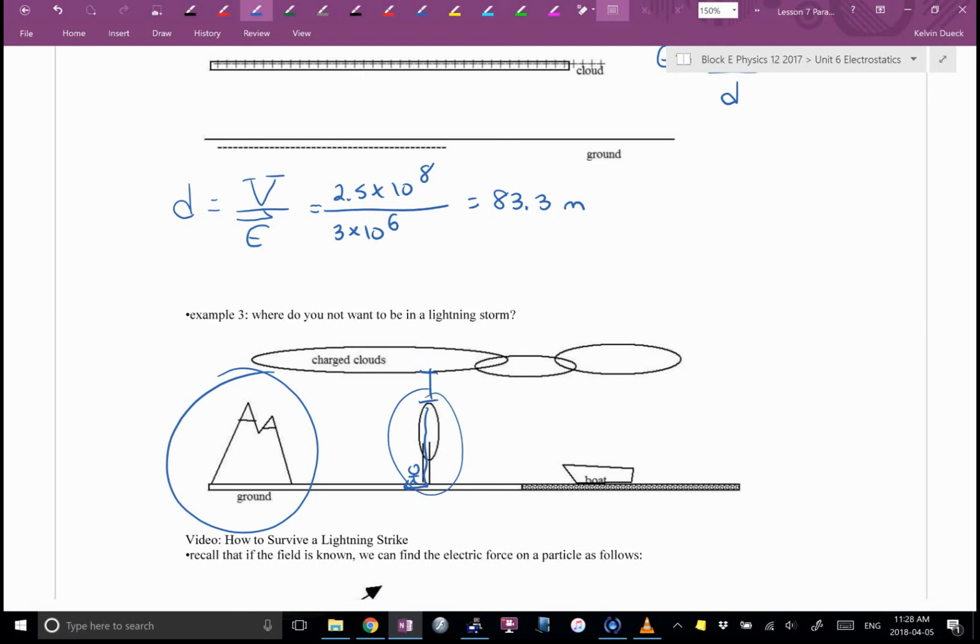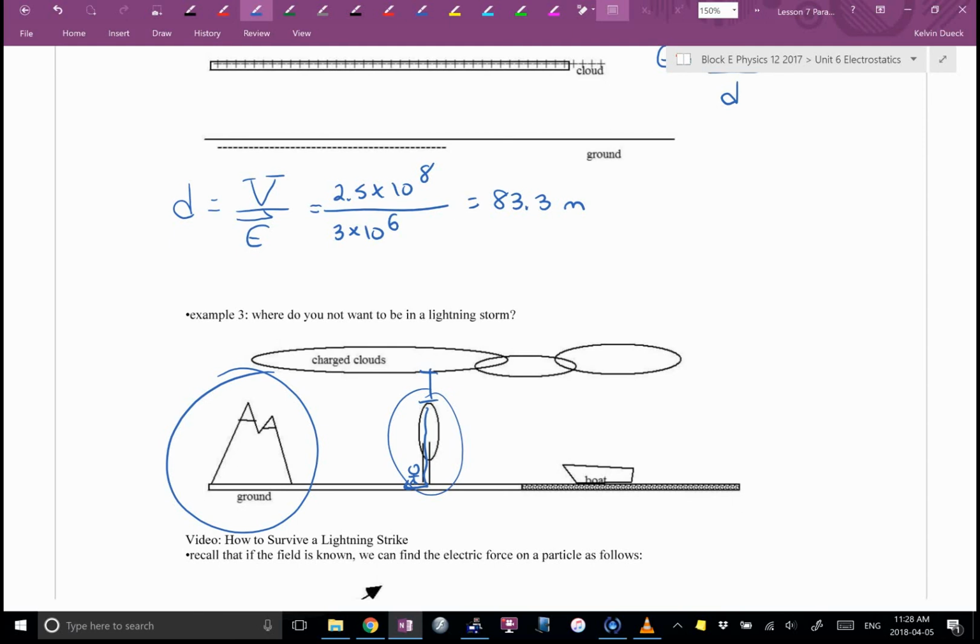You are right there at the threshold. You are right close to being able to complete that circuit. Get out of there, okay? There's my Mr. Duick's public service announcement for science. Every year, people get hit by lightning in the mountains. Why? They've decreased the distance required.